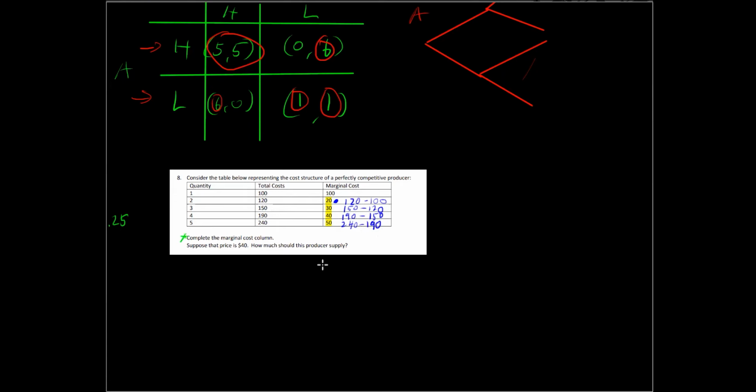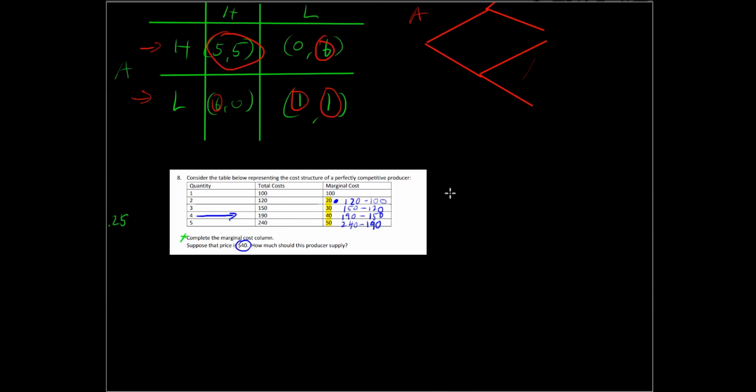So this is the marginal cost of each unit of production. For example, if I want to ask you what the marginal cost of the fourth unit of output is, then that would be 40, right? So we'd follow that over to 40. So suppose that in this perfectly competitive market, the price is $40. How much should this producer supply?